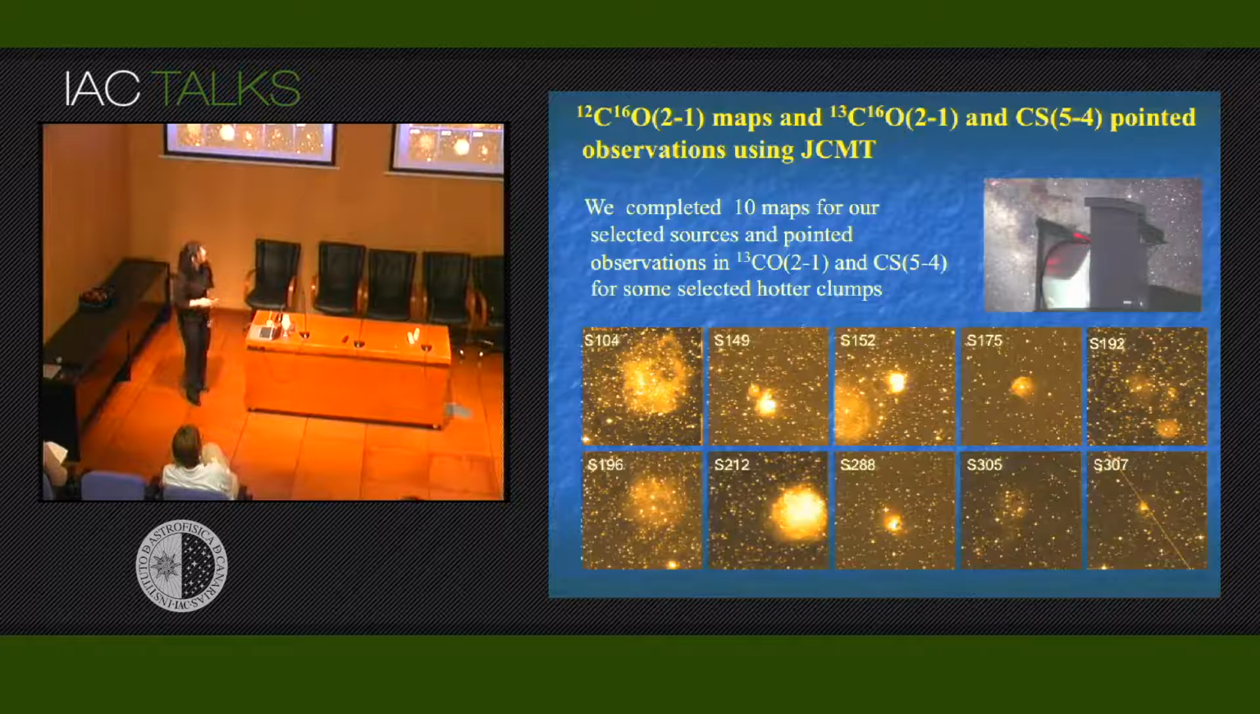Actually, here we have 3 H2 regions, S192, S193, and S194. But if you look at these regions in submillimeter from CO emission, they look even more different. Here is the H2 region, and here you see nicely how the molecular gas has been collected in a layer around the ionized gas.